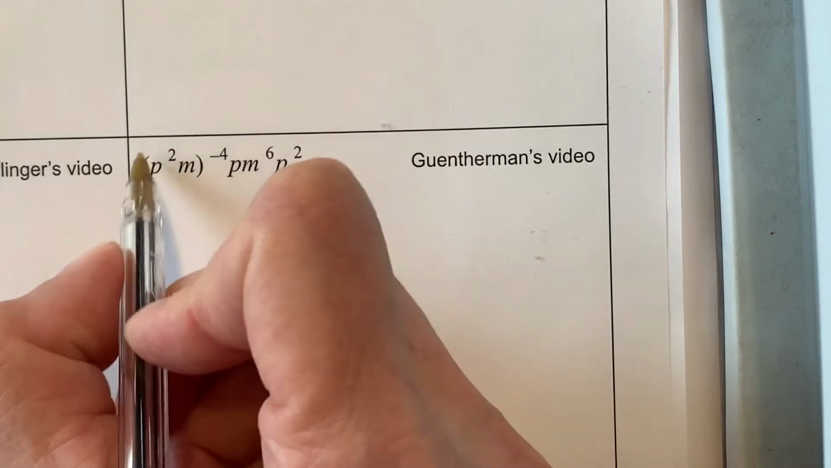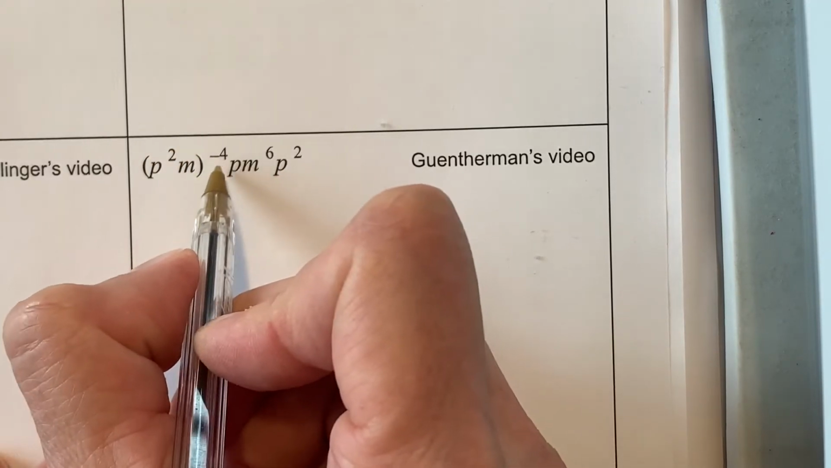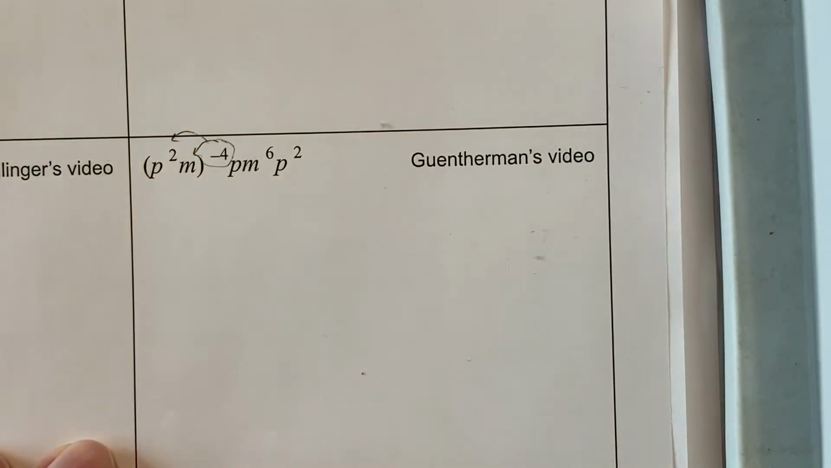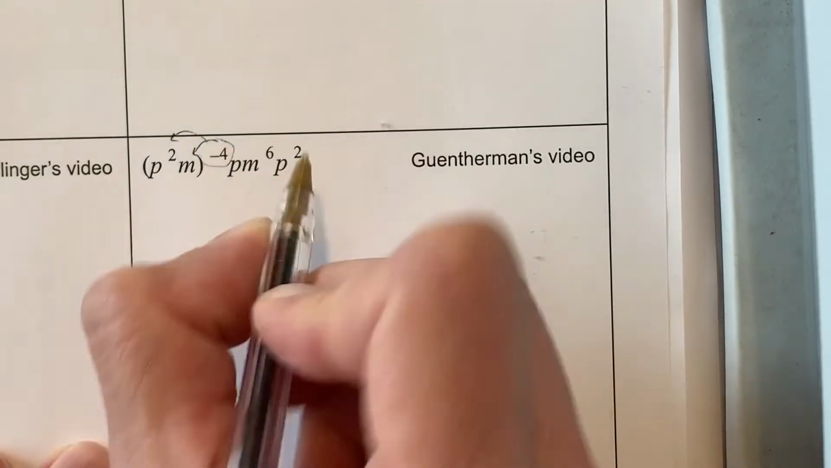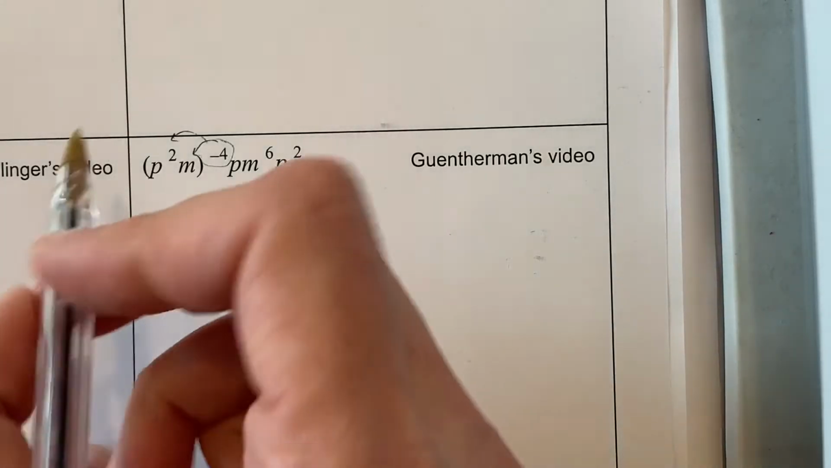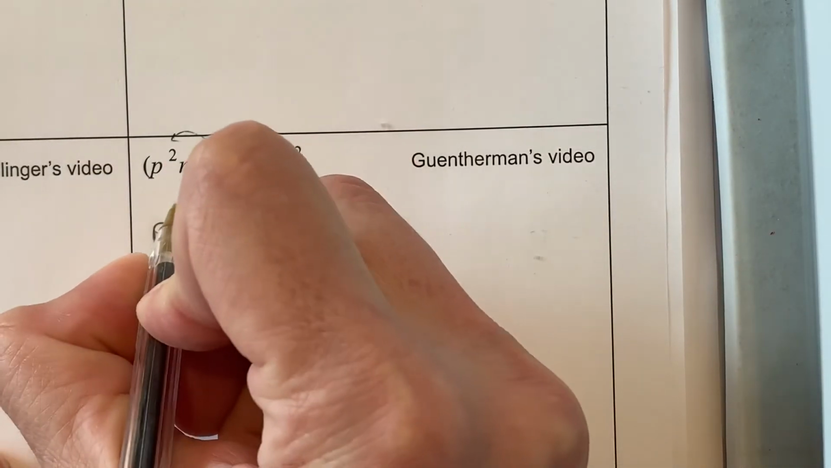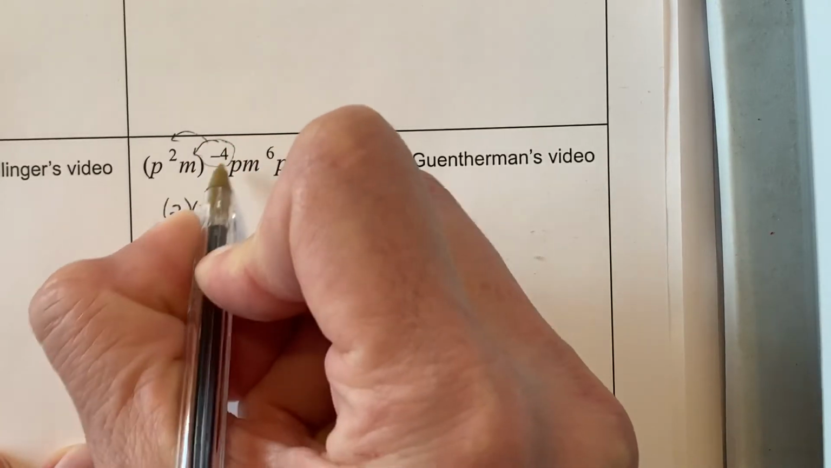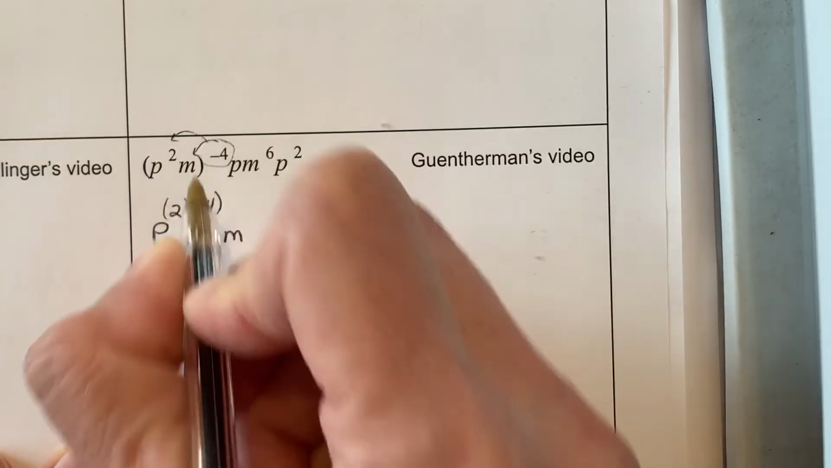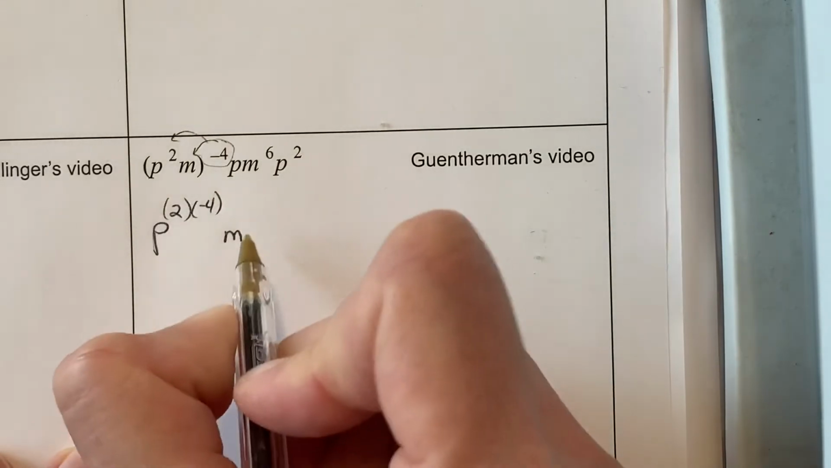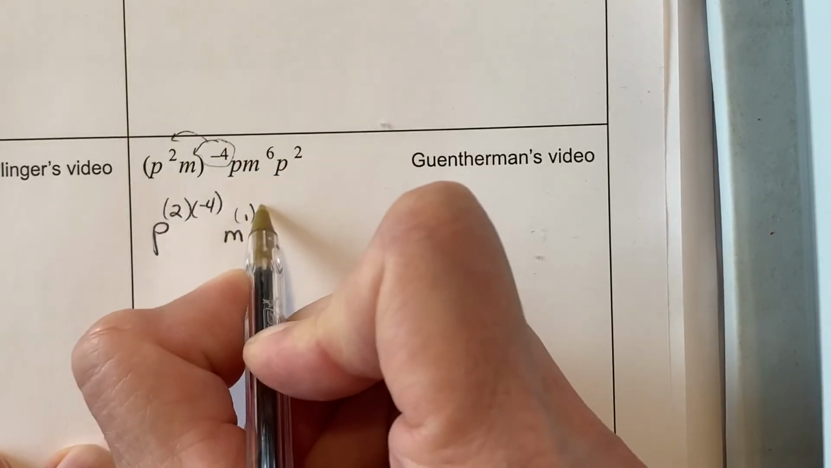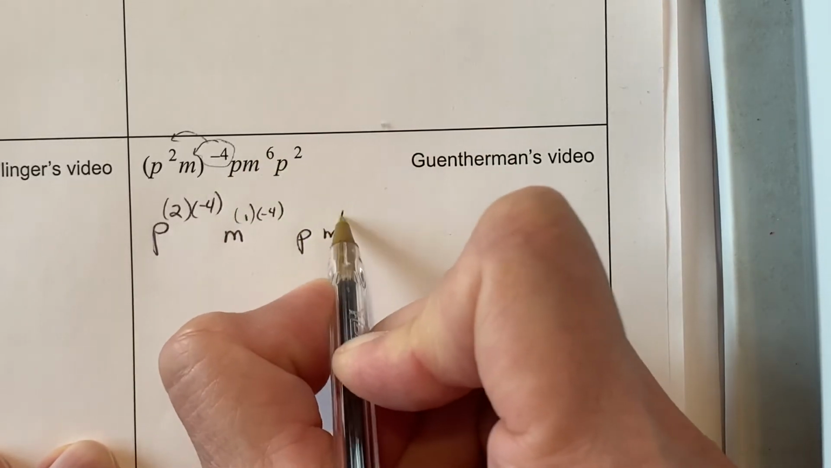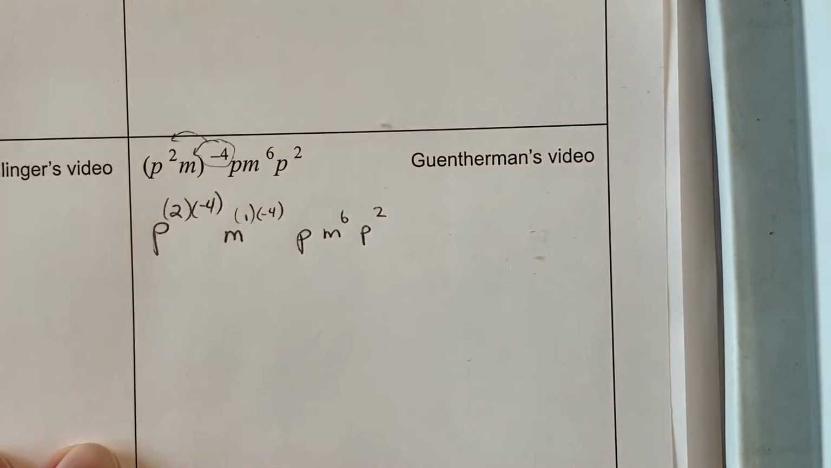I am going to deal with the quantity that's raised to a power by distributing the negative 4 to each term within the parentheses. And I'm not going to worry about simplifying anything right off the bat. So I'm going to say p to the second, and when I distribute, this is times negative 4, and then m, since there is no exponent, it's implied to be a 1, and that's also times negative 4. And I'm just going to copy down what we had, p m to the sixth, p to the second.